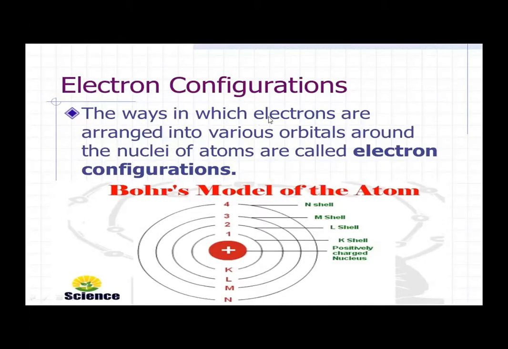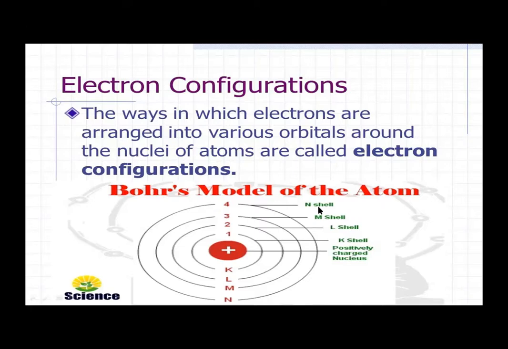Now, electronic configuration. The ways in which electrons are arranged into various orbitals around the nuclei of atoms are called electron configuration. It means how many shells are present in each element and how many electrons are present in each shell.